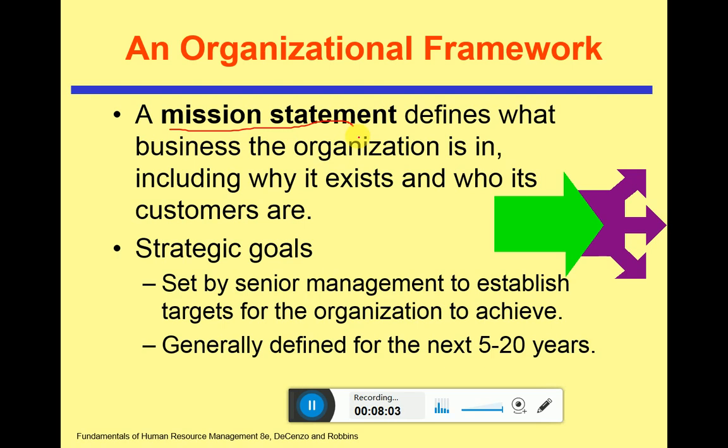Now, coming to the organization planning, our mission is the start. That mission defines what business the organization is in, including why it exists and who its customers are.